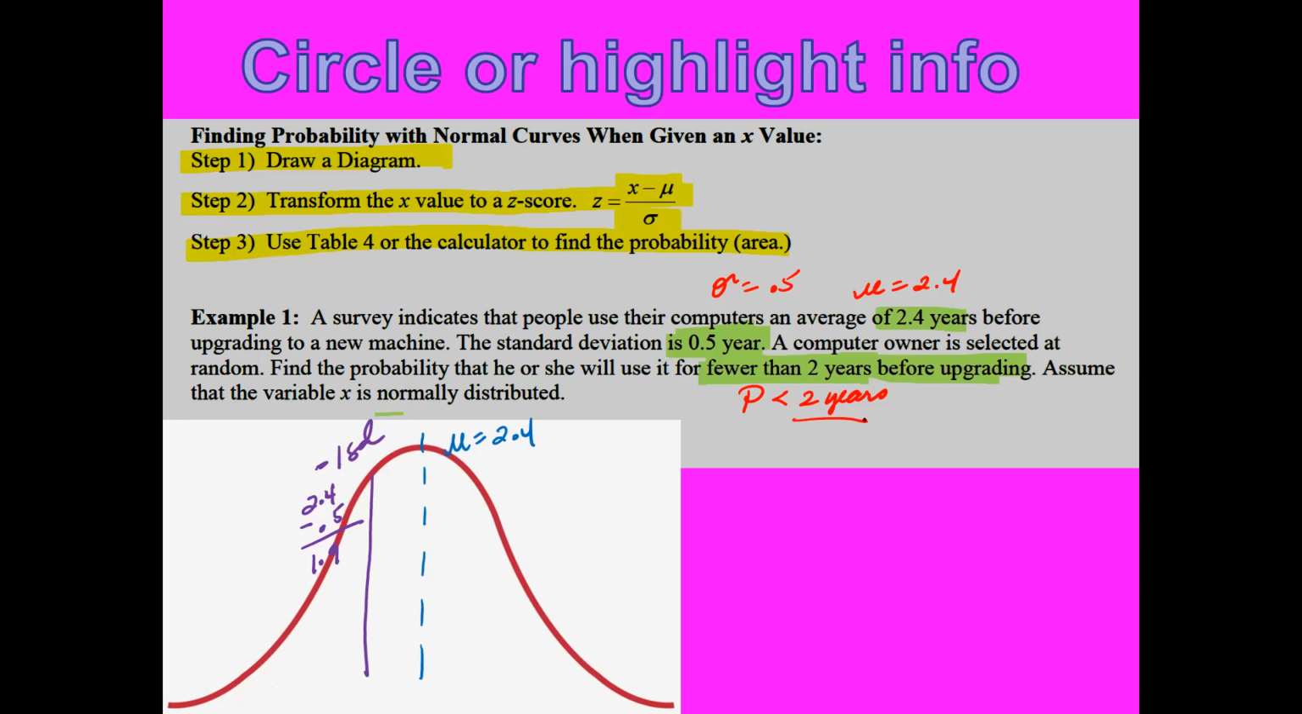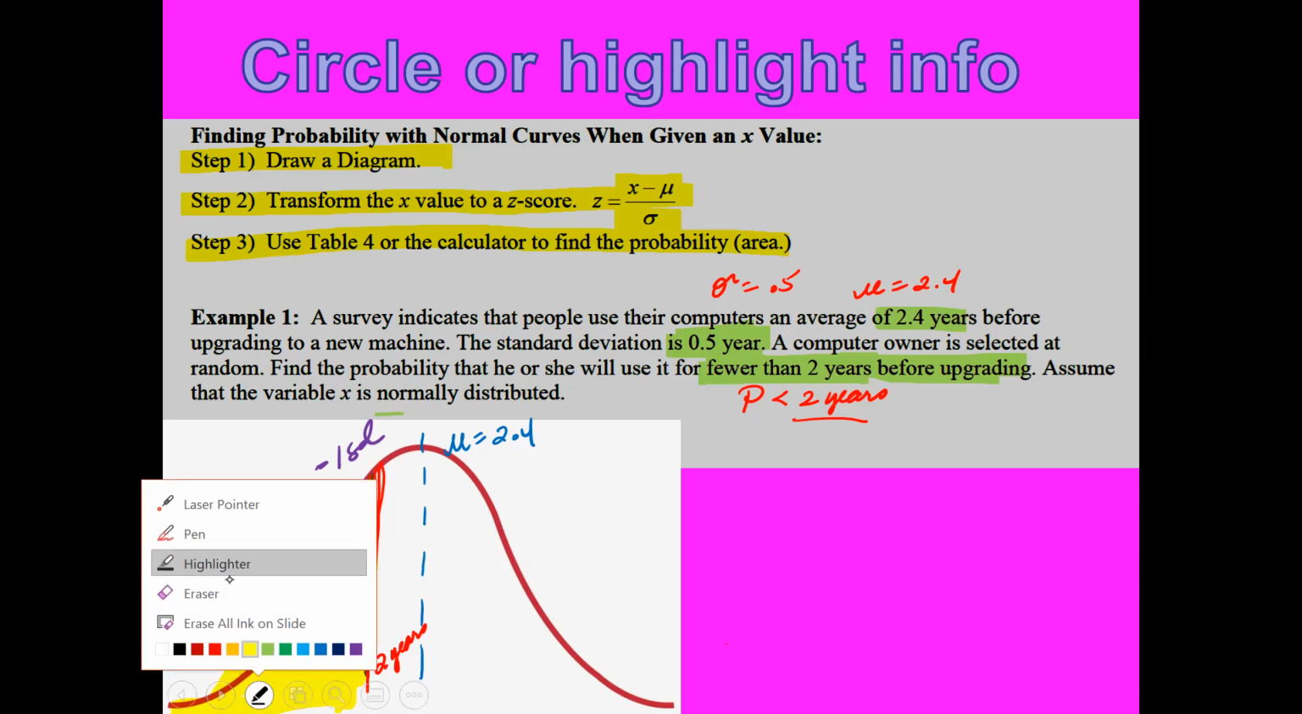So you want less than 2 years. So yours is right here. This red line right here represents 2 years. If you want the area less than 2 years, it's going to be on the left side of this. So we're going to take a look at this area right here. This is what we're trying to find. All right, so step 1, draw the diagram.